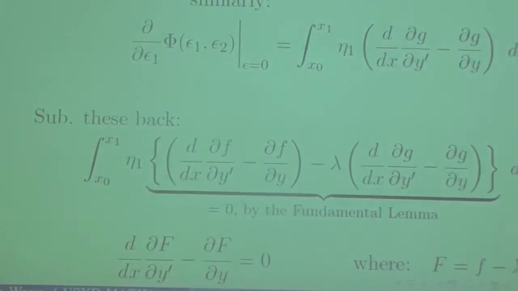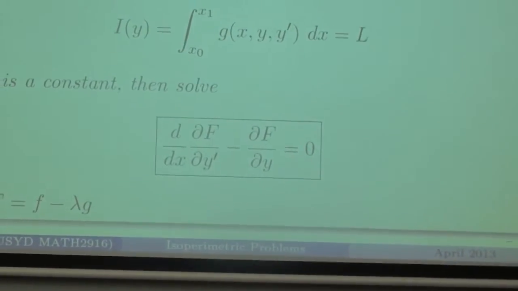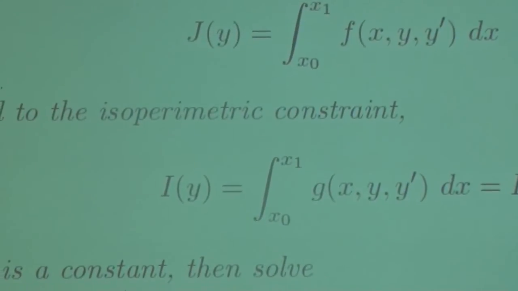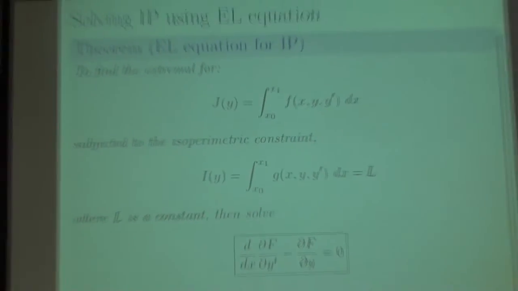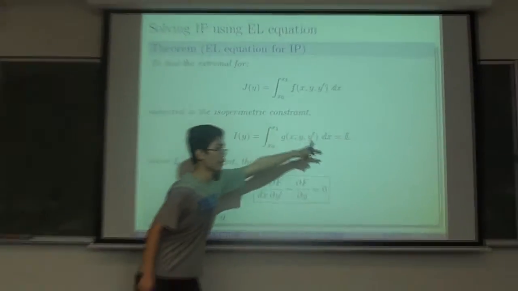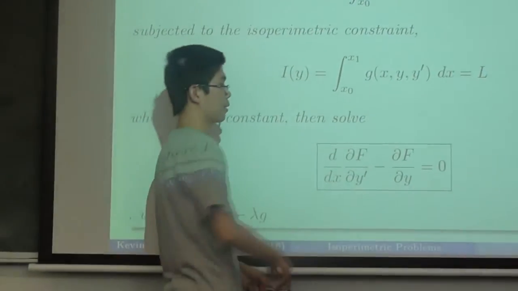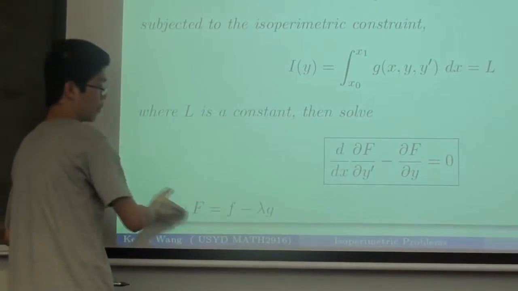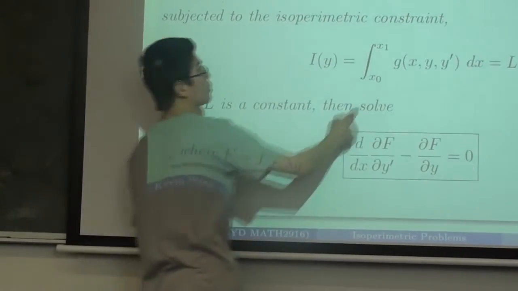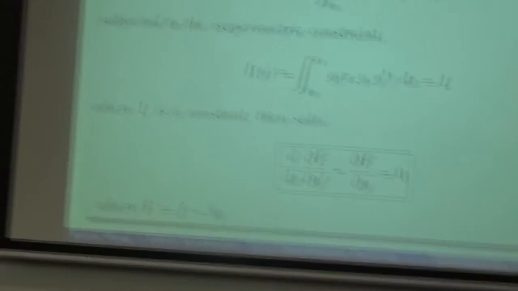So this is actually the second theorem I have today. And this summarizes what we've done. It says that if you want to optimize J of y under the constraint of I of y equals L, then the Euler-Lagrange equation applies on some function capital F, where capital F is simply the integrand of J minus some constant lambda times G, which is the integrand of I of y. So let's put that up.